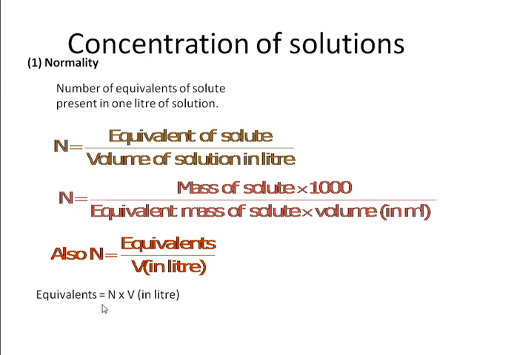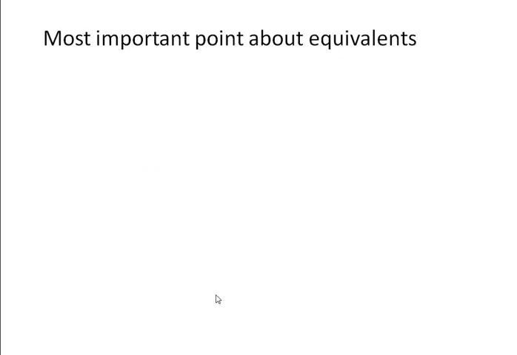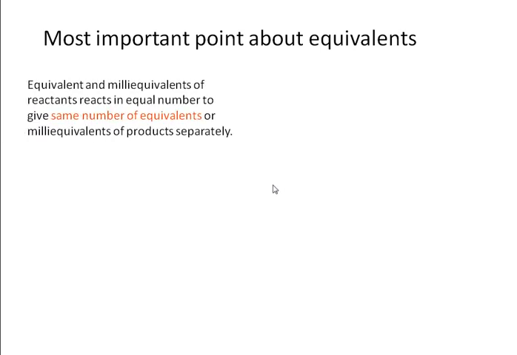To get the equivalents, volume should be in liter. If we want to calculate milli equivalents, then volume should be in ml. So it is a very easy method to calculate the equivalents and milli equivalents present in a solution if the normality is given. The most important point about equivalents is that the equivalents and milli equivalents of reactants react in equal number to give the same number of equivalents and milli equivalents of products separately.